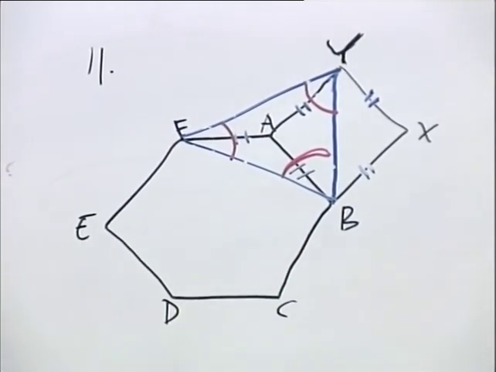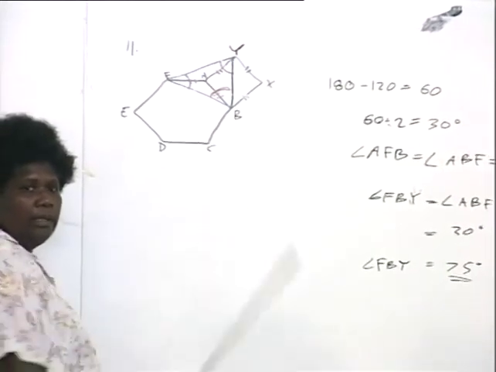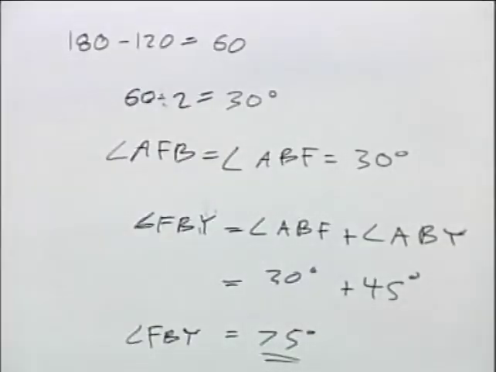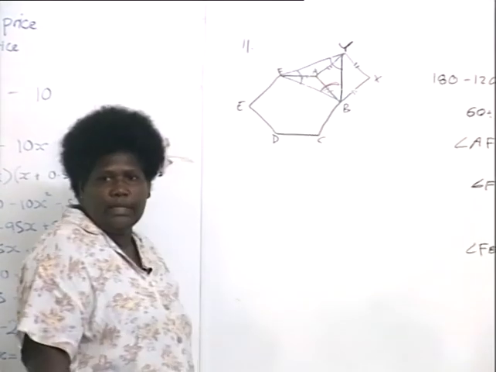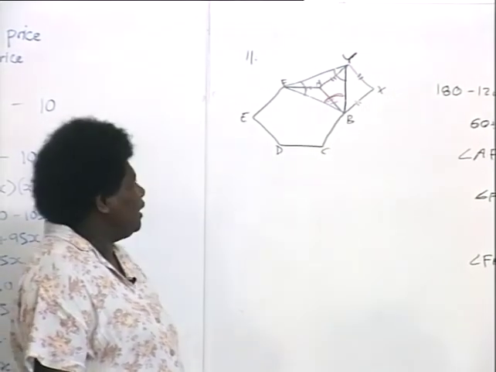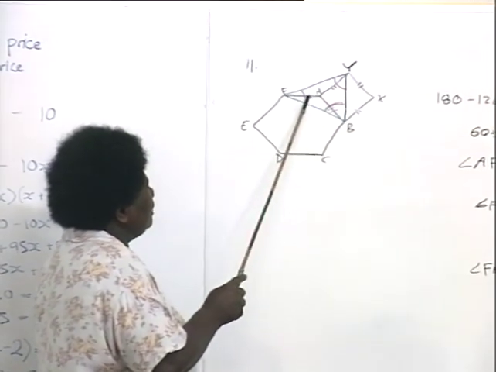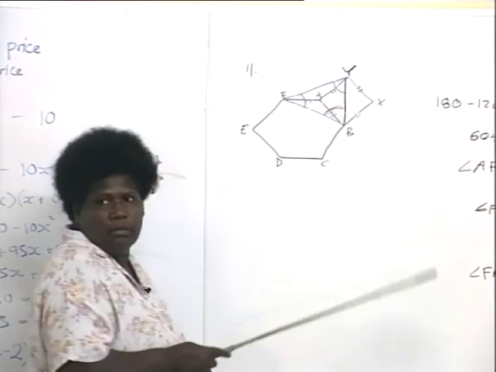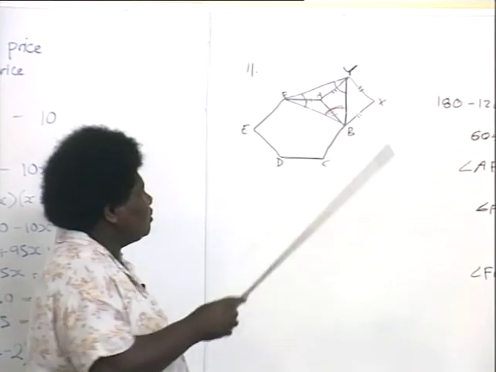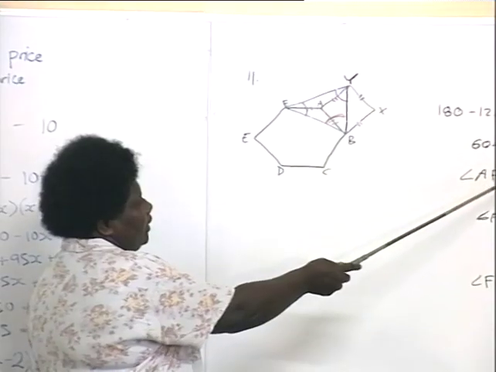How did he get this 120? You all know how he got 120? That's one interior angle of a hexagon. So this angle here is 120 degrees. If you take away 120 from 180, you are left with 60. He divided 60 by 2, and he got these two, which is 30. So this is 30 degrees and this is 30 degrees. So that's that 30 there, if I followed correctly.